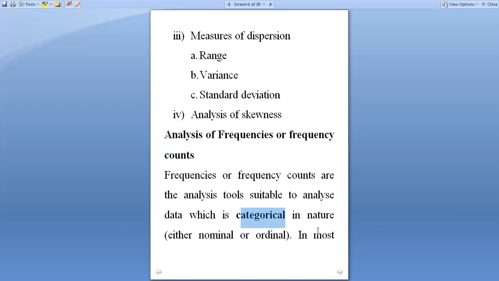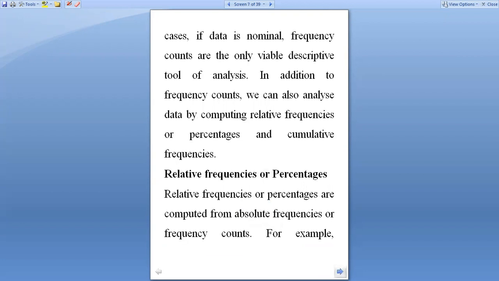Now we go to the next question of how do we use frequency counts? Now, the question of how do we use frequency counts refers to how do we compute, how do we calculate, how do we generate the frequency counts. Let's continue. We had said here that in most cases, if data is nominal, frequency counts are the only viable descriptive tool of analysis. We have said that.